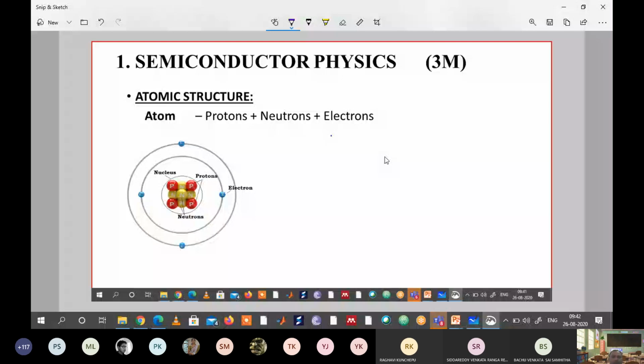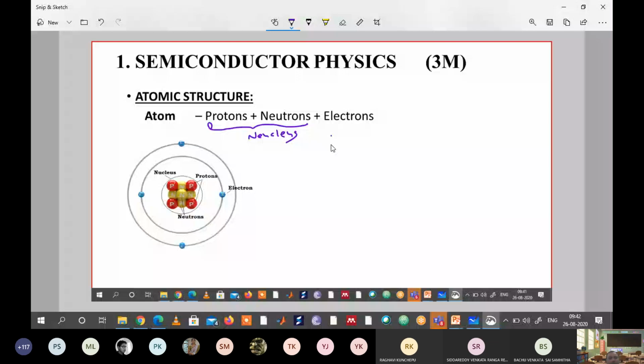Now we have learned three important points. Now let us go with the fourth point again. See, this is the nucleus. These are the electrons revolving around the nucleus, and this is the atom: protons plus neutrons plus electrons. What is this one? Protons plus neutrons is called the nucleus. Nucleus plus electrons is called the complete atom.